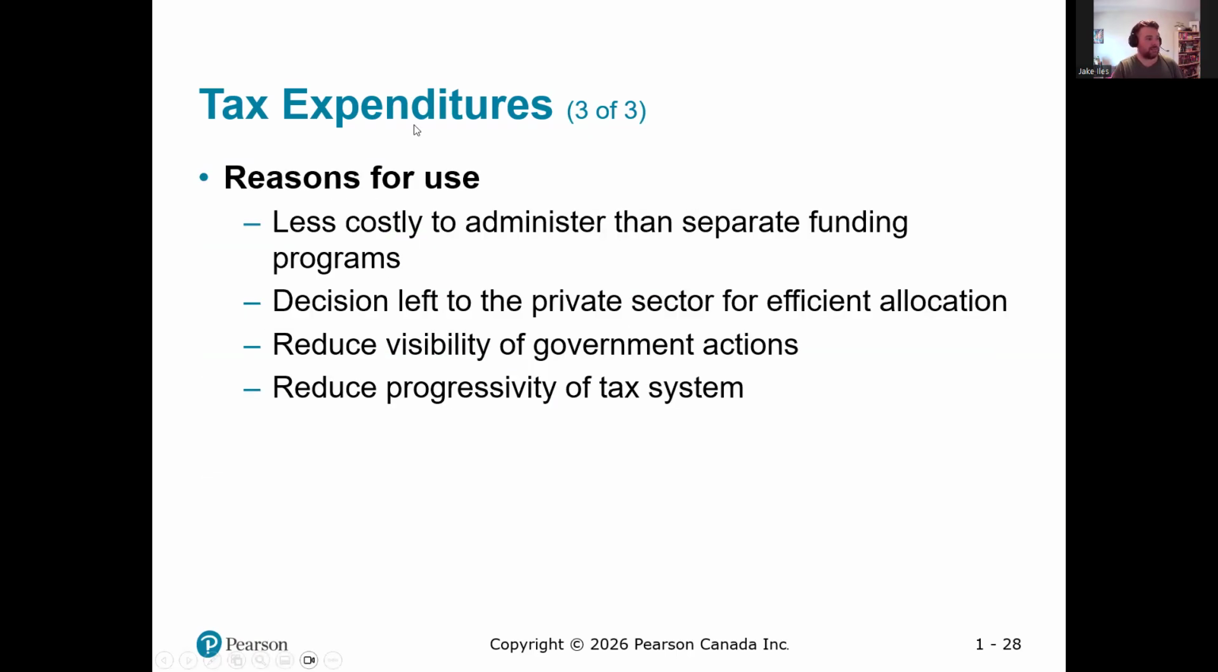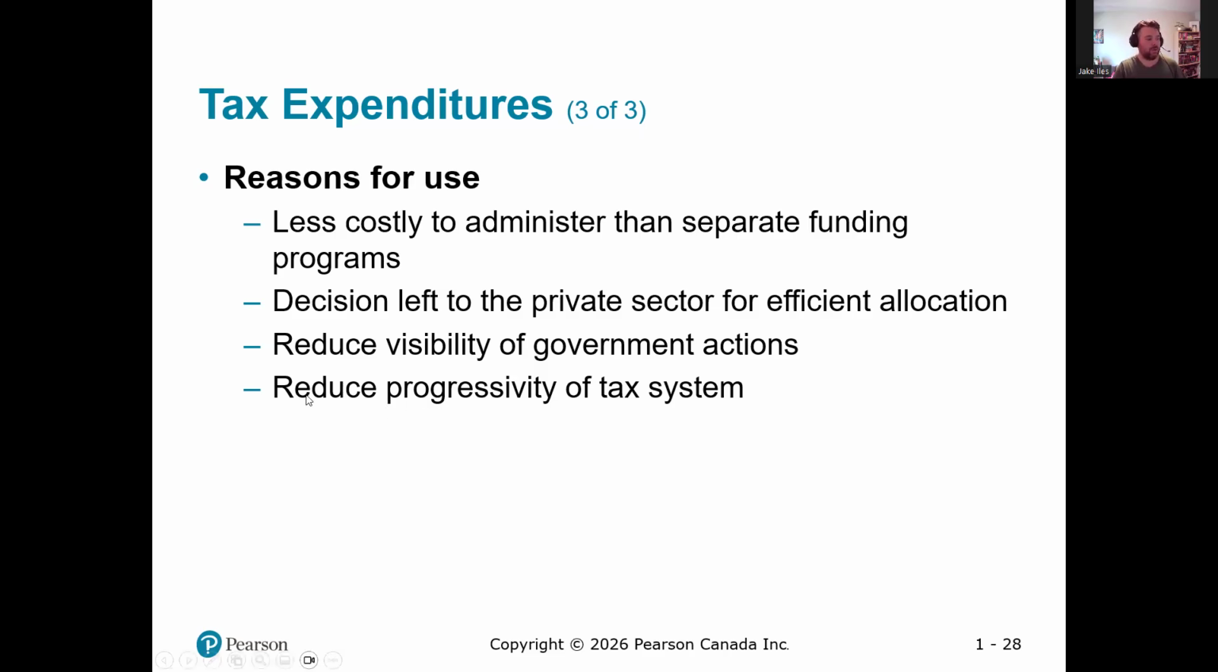But why do we use tax expenditures? Because they're less costly to administer than a separate program. The decision on what to do with the money is left to the private sector or the person who's receiving the income. It reduces visibility of government actions. Not everyone wants the government involved in their life or looking over their shoulder. So allowing certain tax breaks on a tax return that everyone has to file anyway allows them to help out without visibly being in their space.